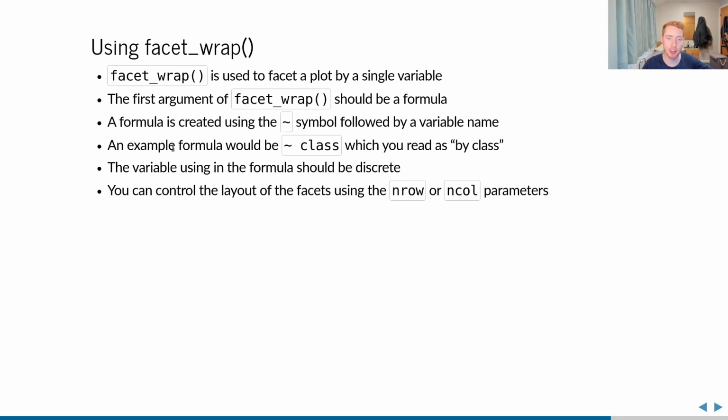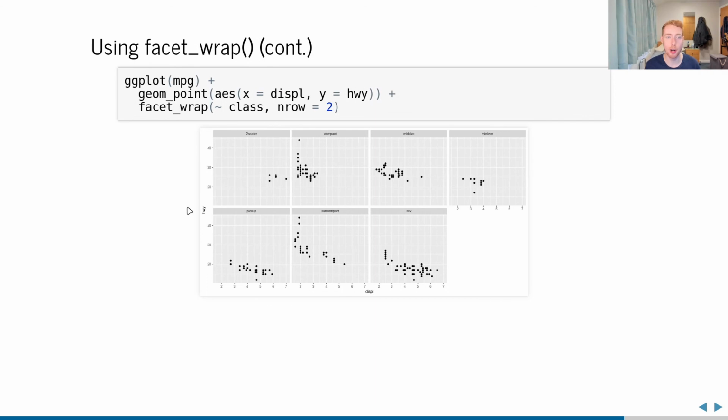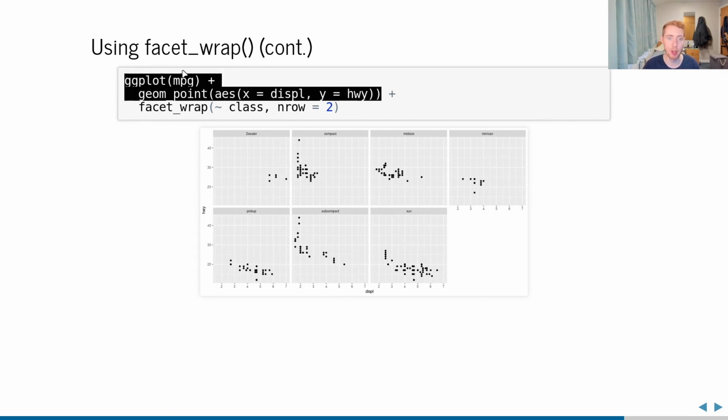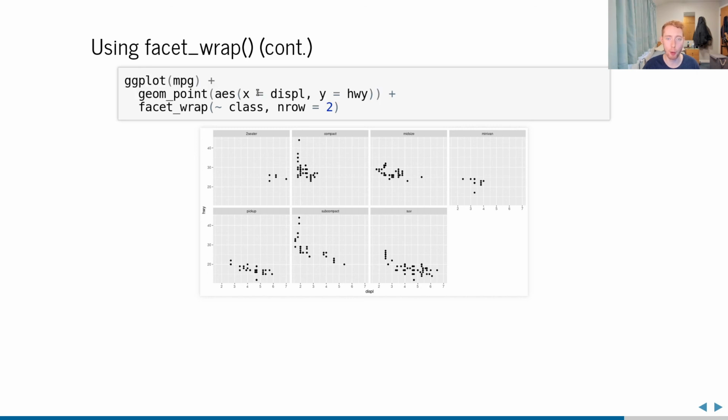And so the variable we're faceting by should be discrete or categorical, so only a fixed number of levels. And we can also control the layout of these facets using nrow and ncol for the number of rows and the number of columns. So an example of that is shown here. So we take our normal plot, so plot of mile per gallon with our point aesthetic.